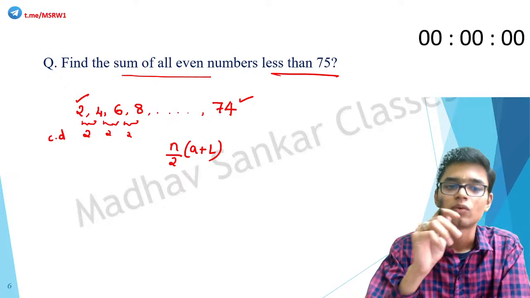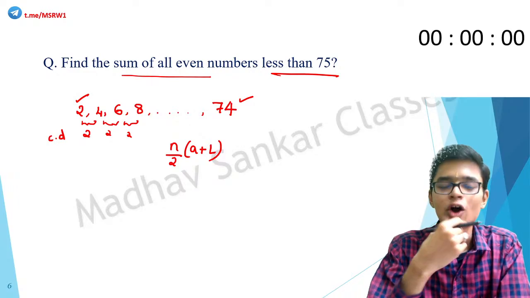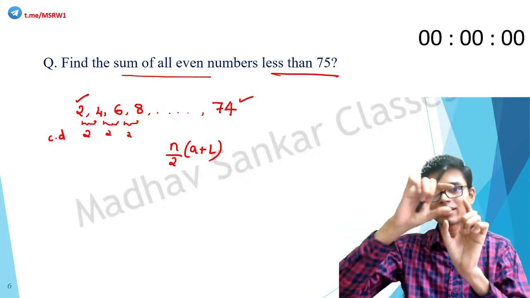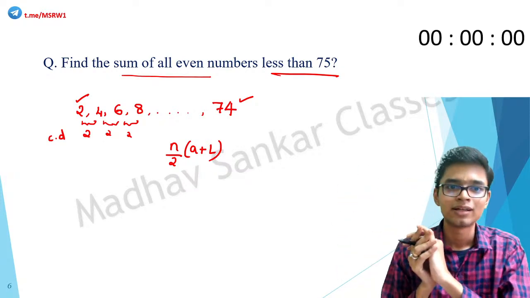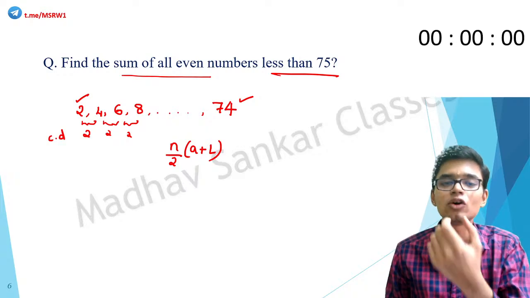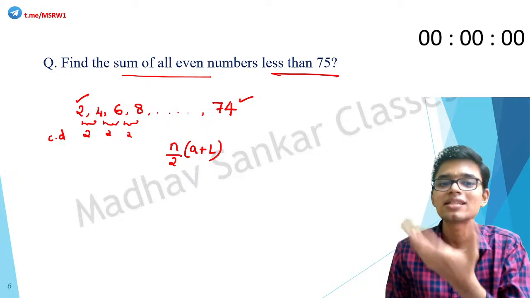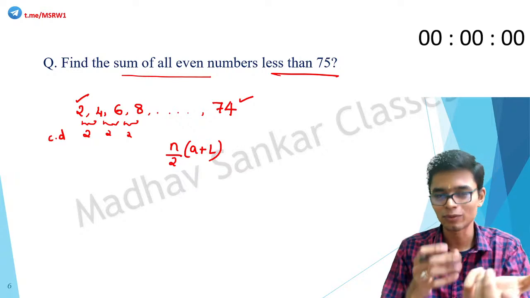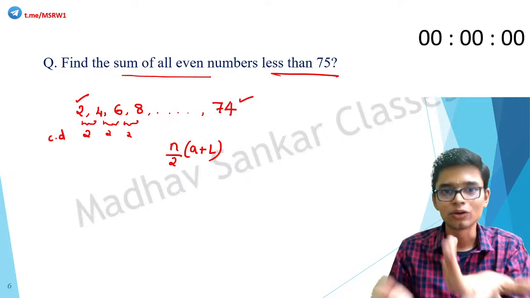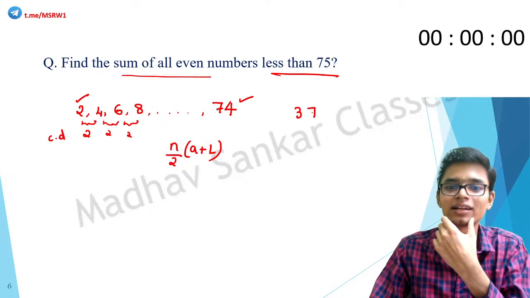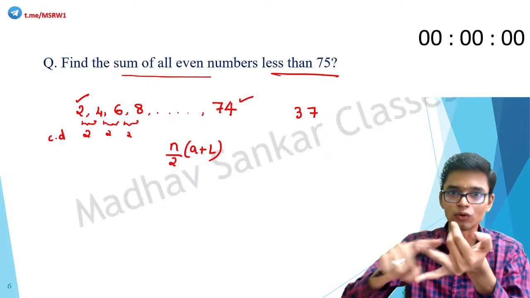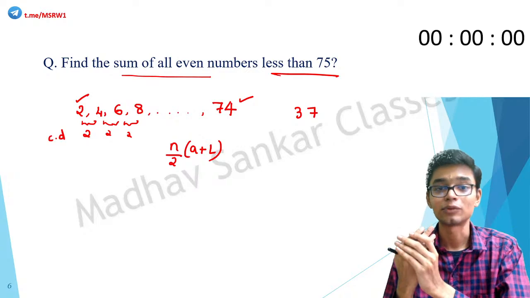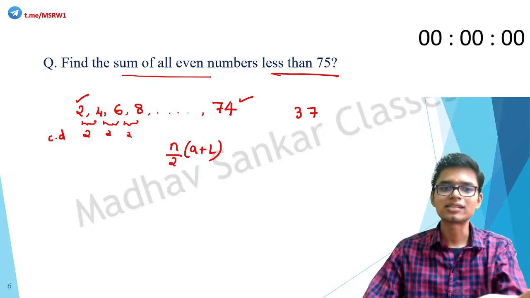All right. Now, what is n? How many numbers are there? N is the number of numbers in that series. In this series, what is the value of n? We can easily find out. Because this is a basic even number arithmetic progression, we know that the value of n is 37. If we count 2, 4, 6, 8, 10 and go on, there are 37 numbers up to 74. We do not have to manually calculate. It is 74 divided by 2.